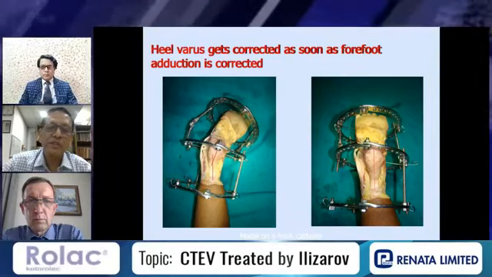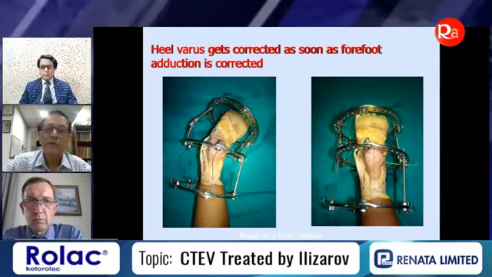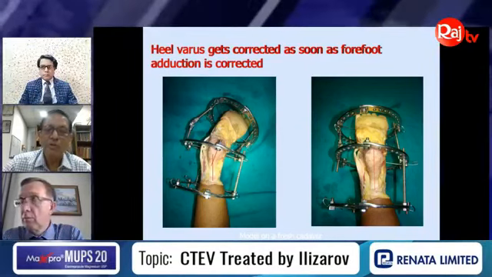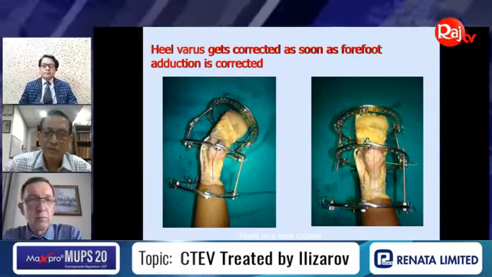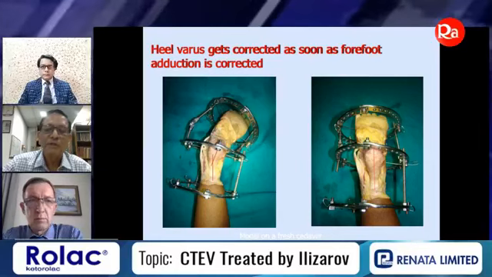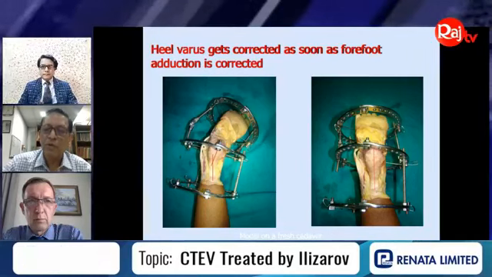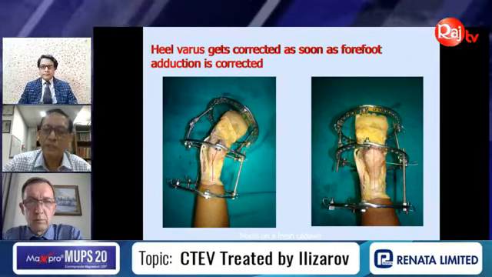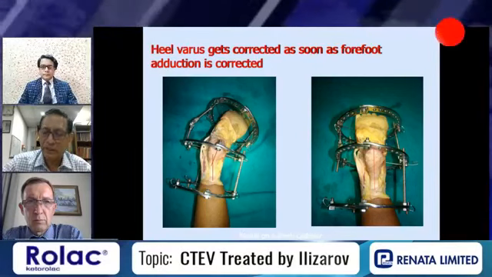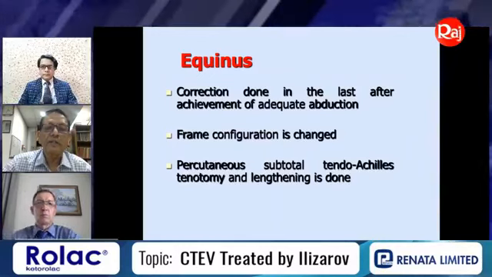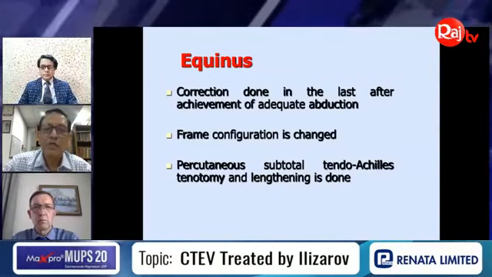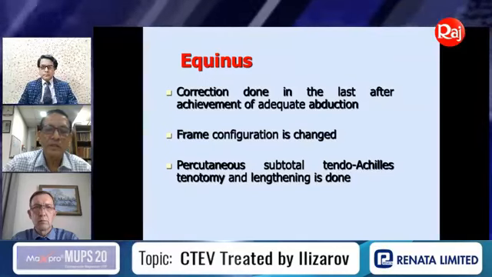This question is asked, how much flexion abduction? Usually 30 to 40 degrees, because these are older children. Ponseti says 70 degrees, but in these cases 30 to 40, 50 is only possible. That is not possible. So our basic principle: first we correct the pronation, and after that we correct the adduction. And the correction of equinus is done in the last.